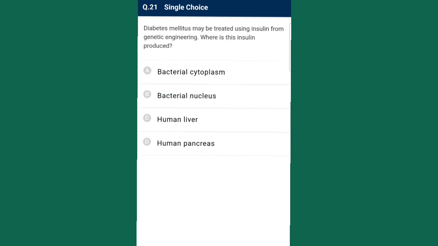Question number 21. Diabetes mellitus may be treated using insulin from genetic engineering. Where is the insulin produced? Human insulin can be produced via genetic engineering by transferring the gene into a bacterial plasmid and getting it expressed. The insulin in the bacteria is produced within the bacterial cytoplasm. So the answer is option A, bacterial cytoplasm.